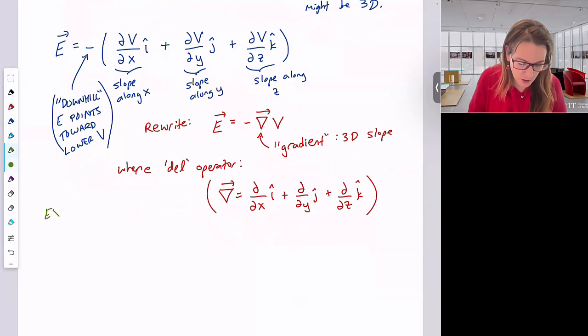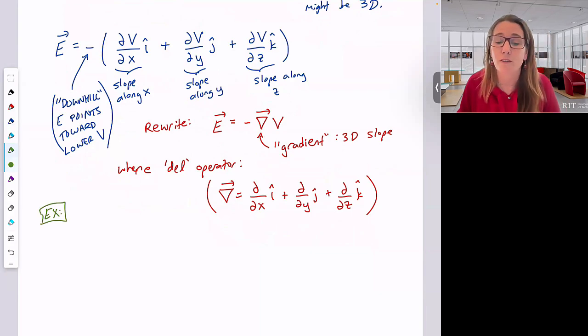Okay, so let's go ahead and do an example where we have to understand how to use this partial derivative. Even if you haven't seen partial derivatives, I think you'll find that it's really not that bad.